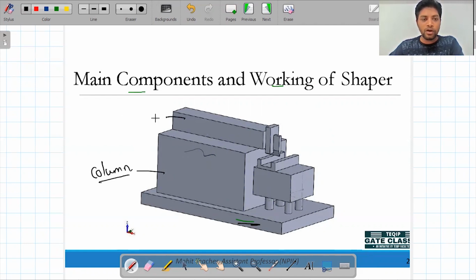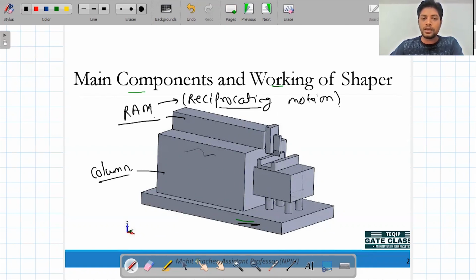Over that we have the ram. Here we use the ram to provide the reciprocating motion. Reciprocating motion means that if this is the tool, it moves toward this side, then comes back, then moves toward this side, then comes back. So this is the reciprocating motion. Now this tool moves first toward this side, then again comes back. Over that, we call this the clapper box.